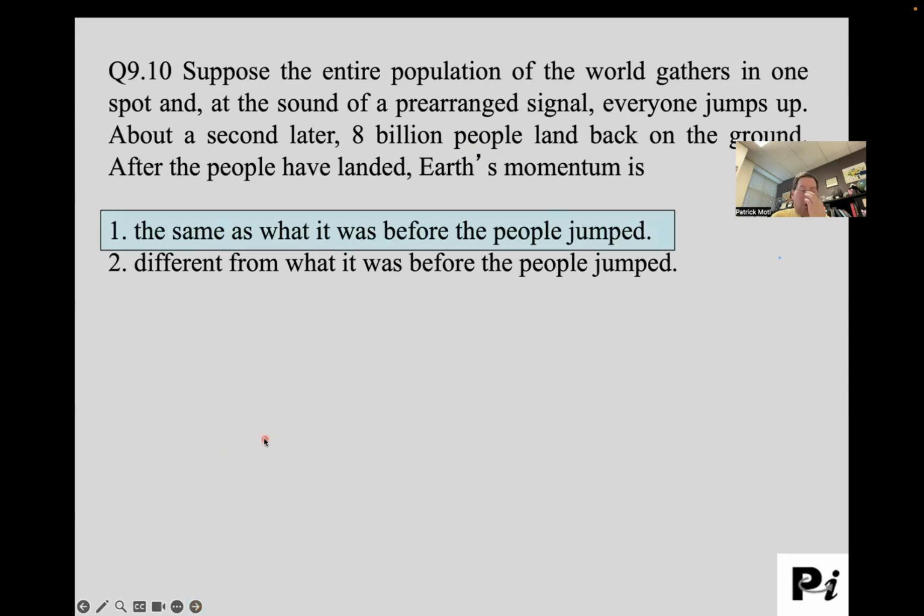All right, so Earth and all the people on it together as a system. There's some jumping, there's some moving, but all the people land back on the Earth. And so after all the people have landed, all the people are at rest relative to the Earth. Therefore, Earth's momentum has to be the same as it was before all the people jumped. If it was different than what it was before all the people jumped, then I would have changed the momentum of an isolated system, which there's not a way to do.